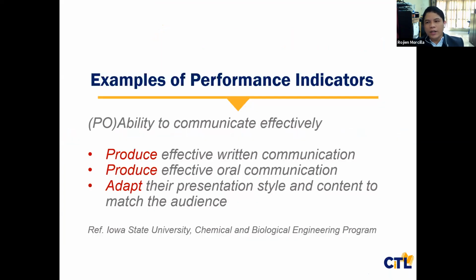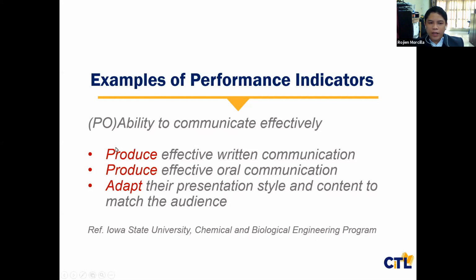Now, an example of a performance indicator. If I have a PO, for example, ability to communicate effectively, what would be my indicator? This is in reference to the Iowa State University Chemical and Biological Engineering Program. Their performance indicators for communicating effectively are: number 1, produce effective written communication, meaning they can write. Number 2, produce effective oral communication. Number 3, adapt their presentation style and content to match the audience. So, three. It depends on your program's application.